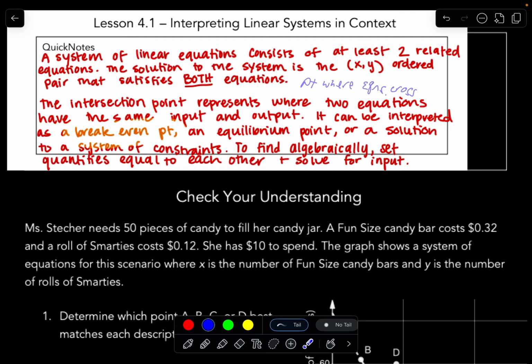The quick notes, I talked about it in the last video. This is just Check Your Understanding, because that's what this is. So I'm just going to go through how you solve. This should be a short video.